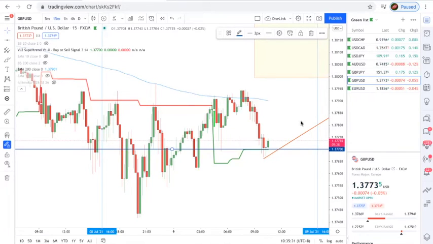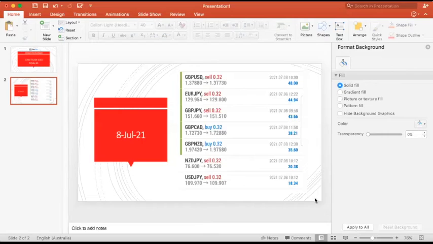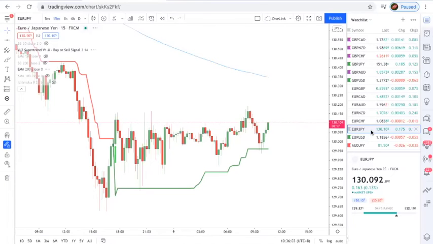Let me go for another trade as well. Okay, another trade. See now I said Euro Japan. You see there's a Euro Japan sell. I made about $44. Let's say Euro Japan, I need to go to the watch list. Okay, so Euro Japan.